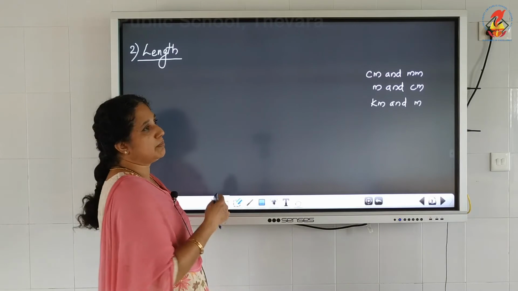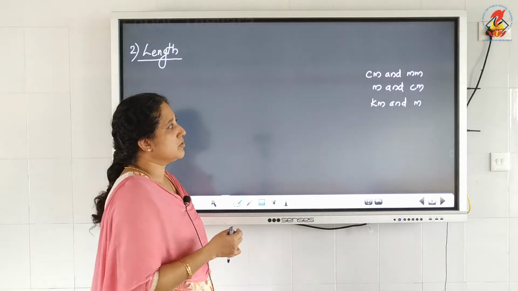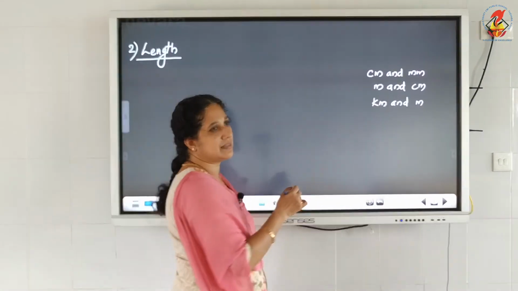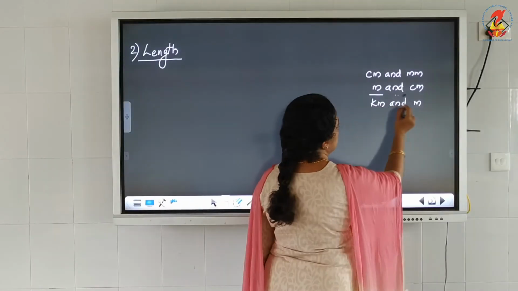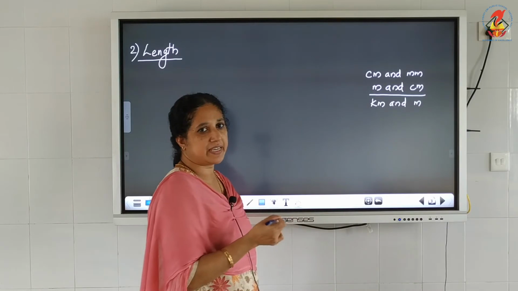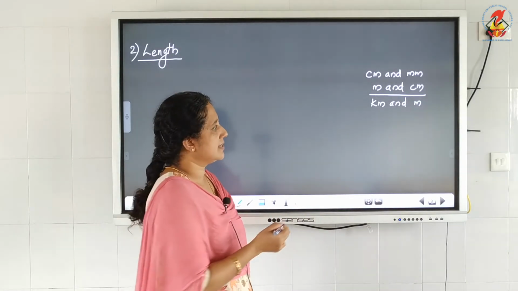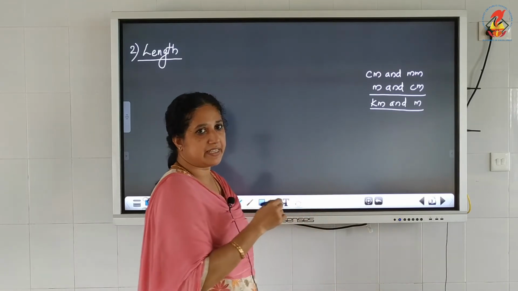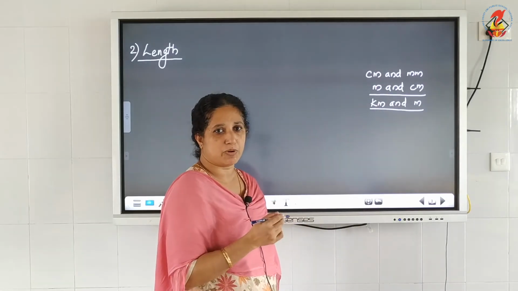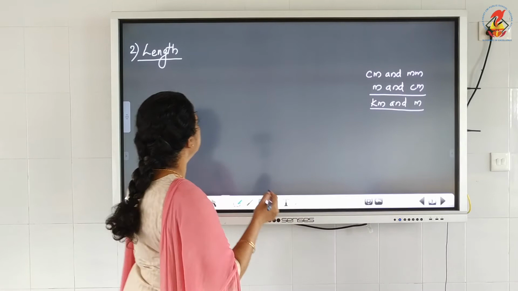Now the next is about length. Centimeters and millimeters together we can express in the form of decimals. Meters and centimeters together, if given, we can express in the form of decimals. Then kilometers and meters also we can write in the form of decimals.